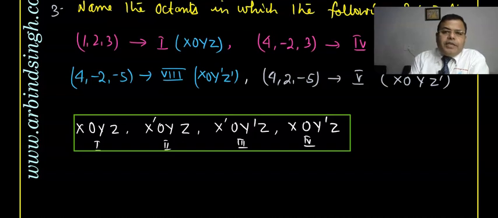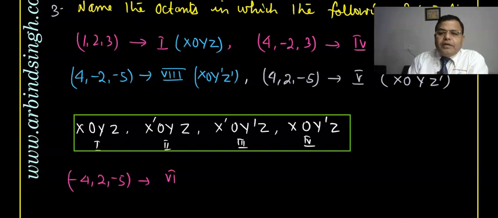Now the next point is minus 4, 2, and minus 5. That is, x is negative, x', y is positive, and z'. That is opposite to this, so that will be the 6th. So this must lie in the 6th octant.